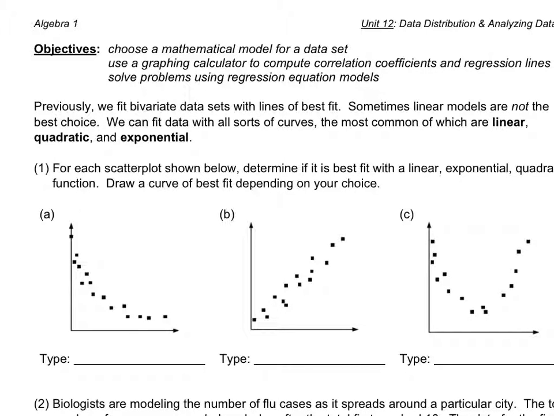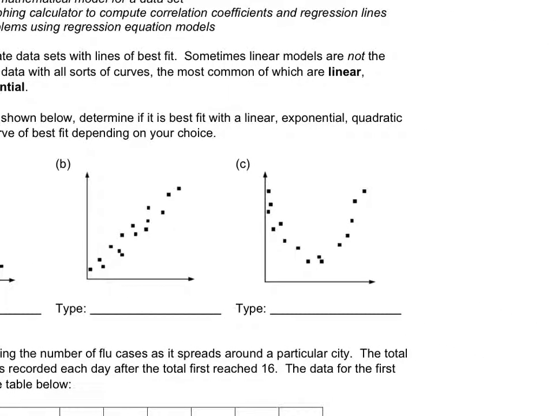Go for the obvious thing first. In number one, when they're asking us to determine if the best fit is linear, exponential, or quadratic, well, C, it's U-shaped, right? So that's our quadratic. We're good to go there.